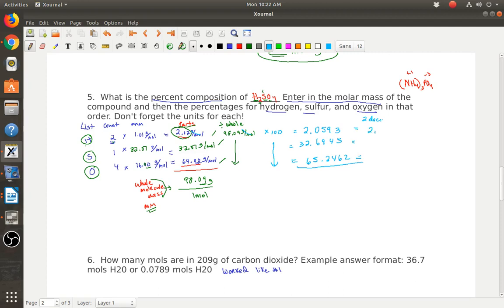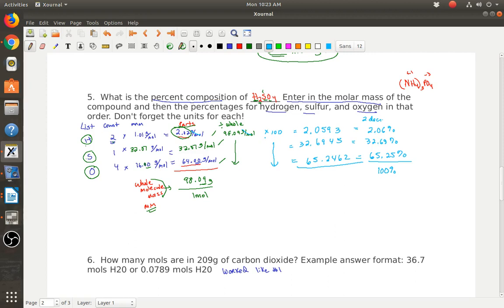So this would be 2.06%, this would be 32.69%, and this would be 65.25%. The percent is the unit. Now you can double check your math by adding all those together. 2.06 plus 32.69 plus 65.25, and I get 100. So this turns out to be exactly 100%. All of these percentages should add up to 100, because percent means per 100. So 2.06 per 100. 32.69 per 100.